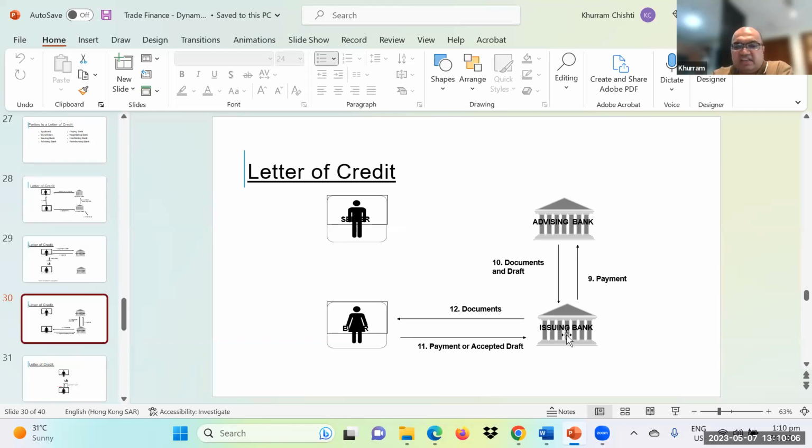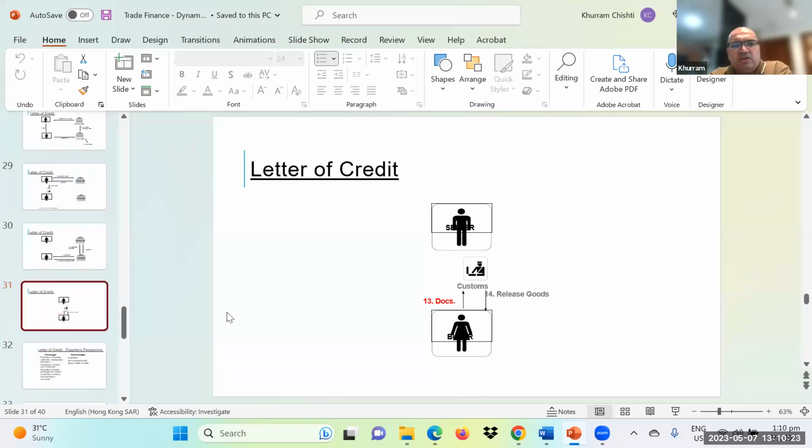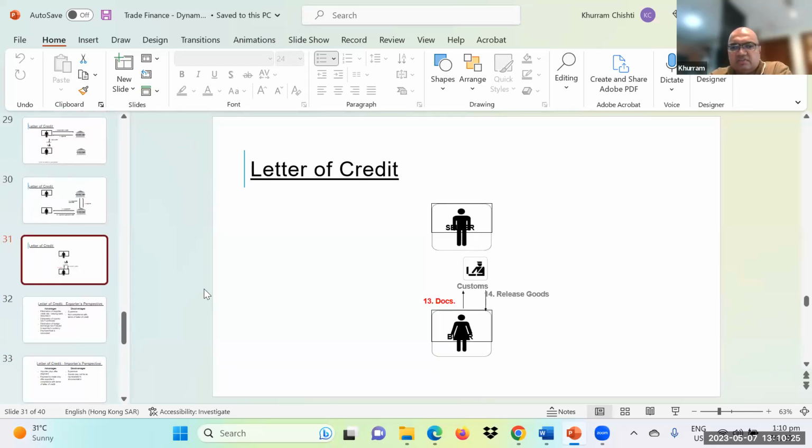So Almaya, see, number 11 says payment to accepted document. Either they will pay immediately in the case of a sight LC, or they will accept it: when I accept the document, I'll pay you after 30 days, 60 days, depending on the arrangement they have with the issuing bank, not with Mr. Casey or Casey Limited. And the issuing bank releases the document to Almaya. What will Almaya do with the document? Usually they go to the customer and release the goods.